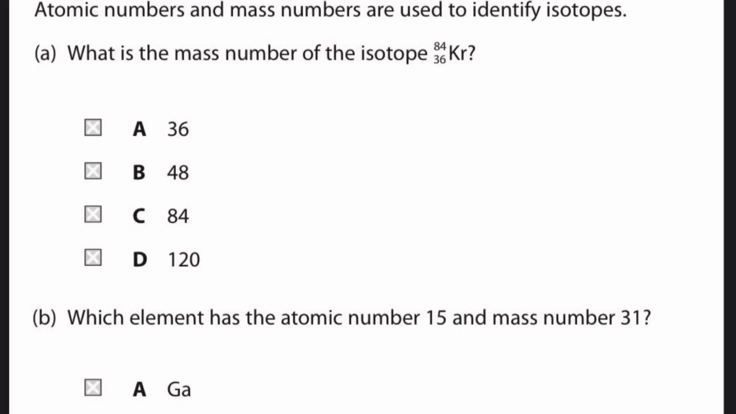What is the mass number of krypton-84? Don't panic when you see this notation. Remember one simple rule: the top number is the mass number, the bottom number is the atomic number. Here the top number is 84, so the answer is simply 84, which is option C.